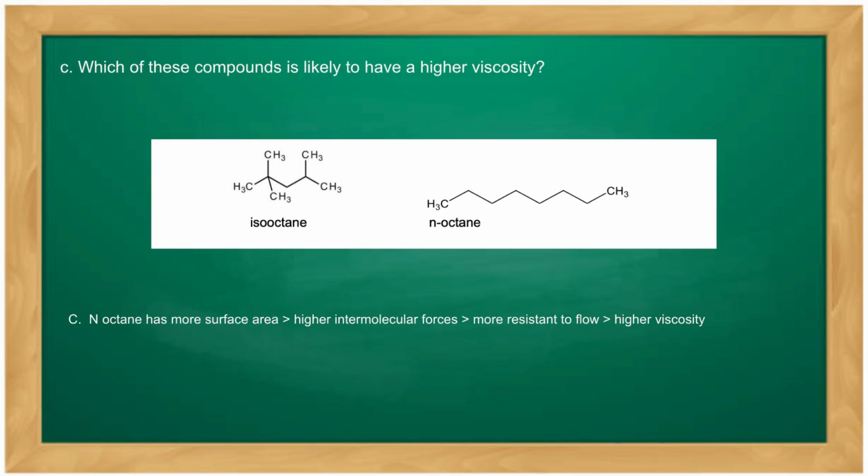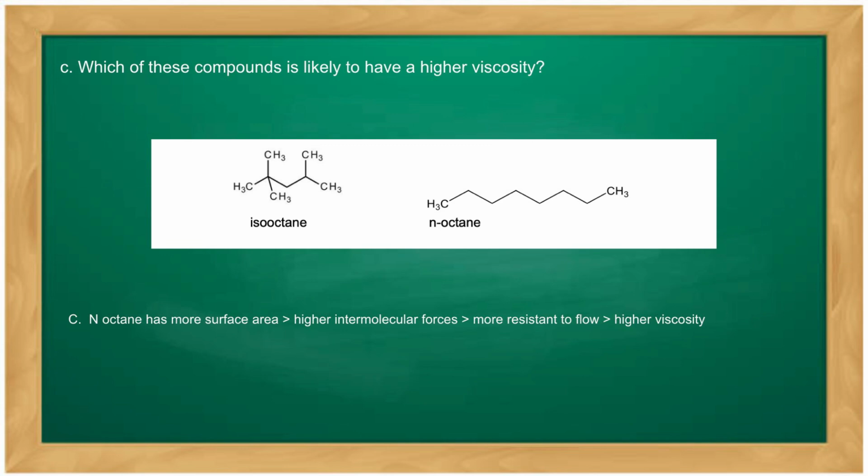Finally, part C is asking which of these compounds is likely to have a higher viscosity. The n-octane has more surface area, has a higher intermolecular force, and it'll stack in a more structured way because of its flat shape compared to the isooctane. So it'll hold on to each other better, resisting the ability to flow, making it have a higher viscosity compared to the isooctane.